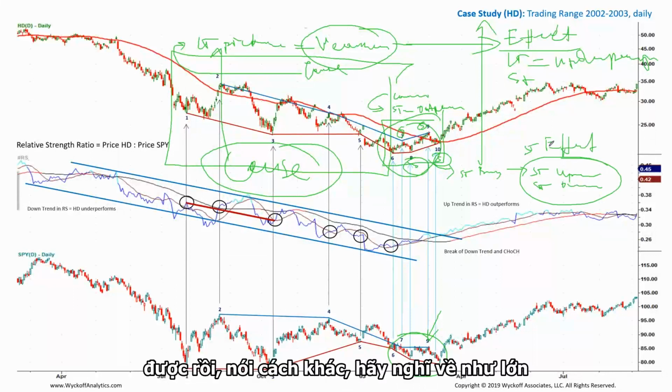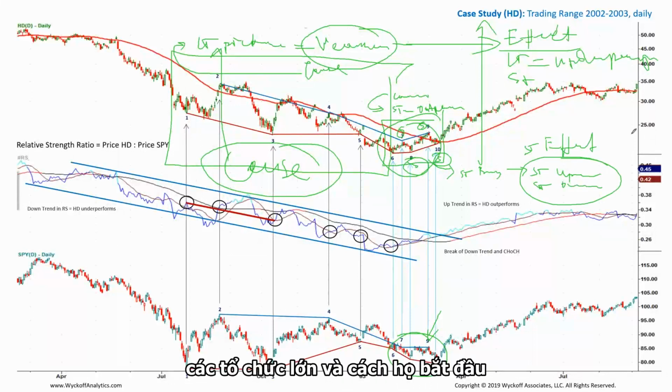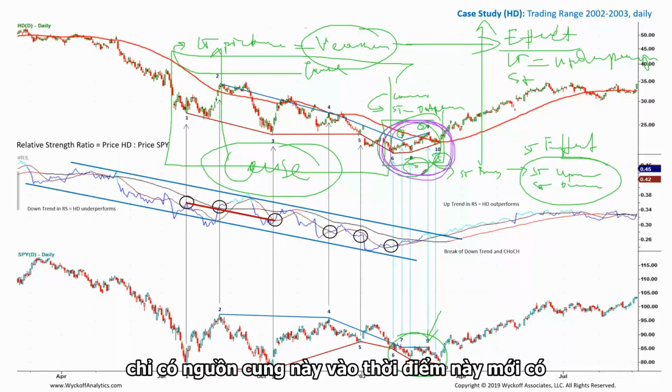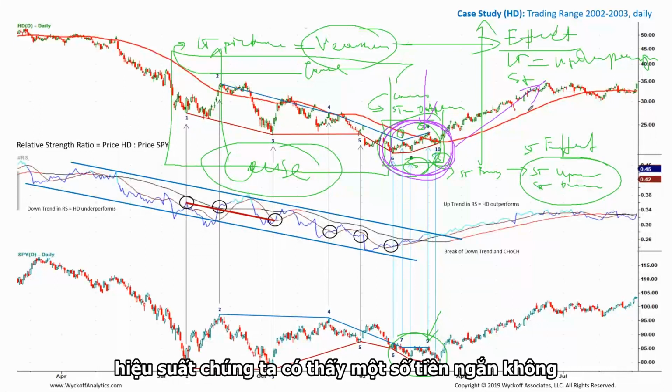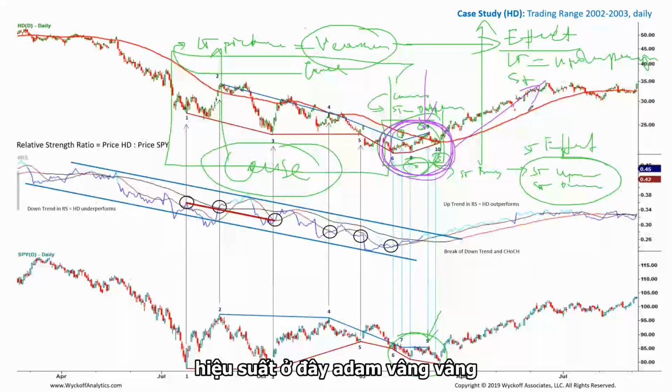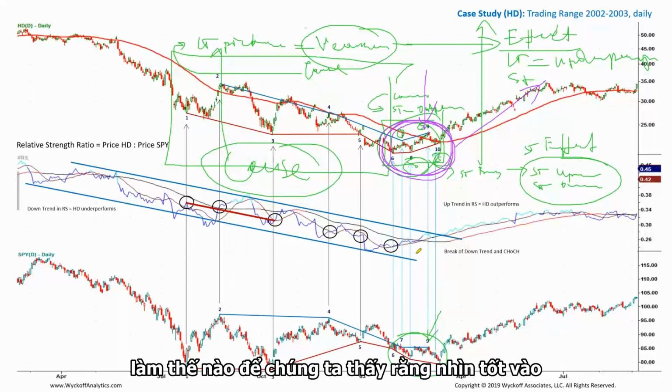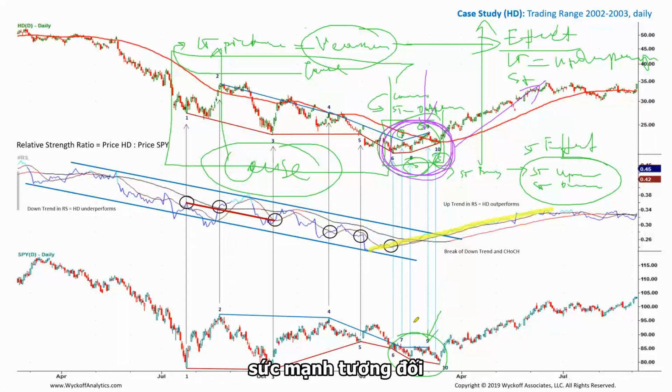In other words, think about big institutions and how they initiate their positions. They would be initiating throughout this whole trading range. But here, only this buying at this point has been observed very quickly, and that suggests short-term outperformance. Do we see a short-term outperformance here, Adam? Yes. How do we see that? Well, look at the relative strength line. It's just going up. It's above the moving averages, and it's creating higher highs and higher lows.